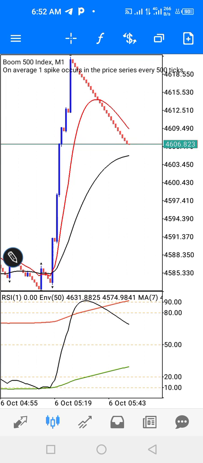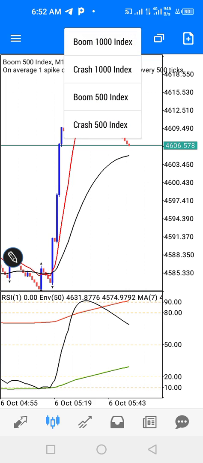Now this is for Boom. On Crash, you can use it on any time frame, but I would advise you just stick to the 1 minute and 5 minute time frames. If you are going on the 15 minute time frame, that means you are extending it. You are no more scalping again. You understand? You are going for a long time, and you can take more than 25 to 50 pips as the case may be.